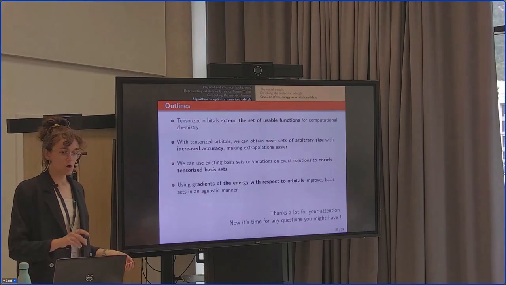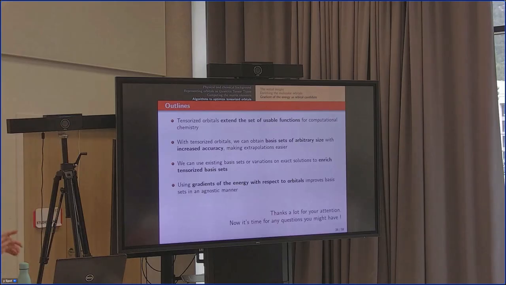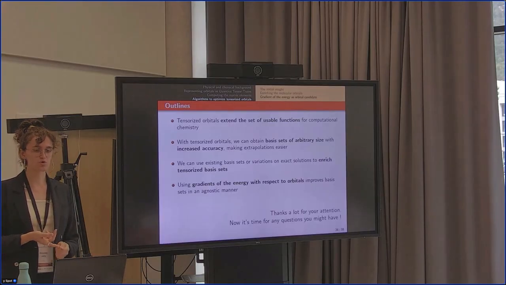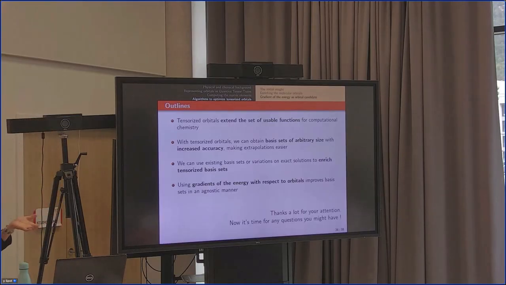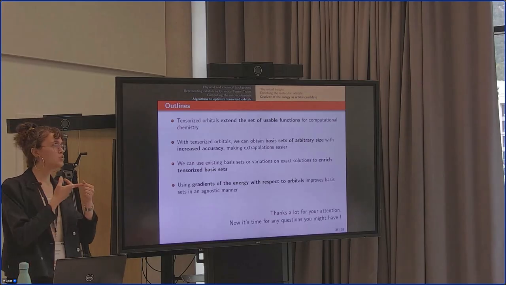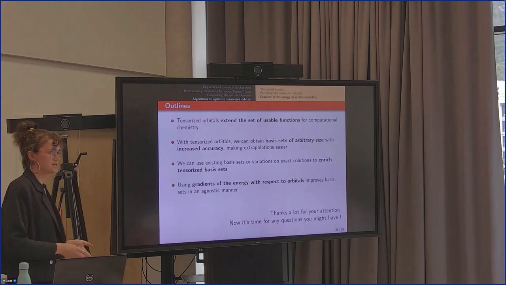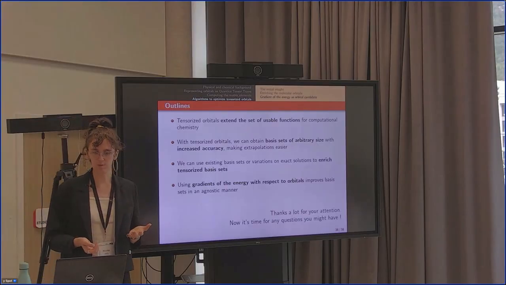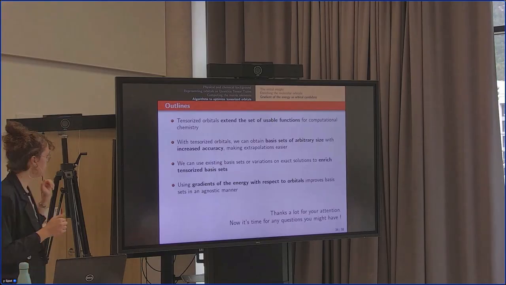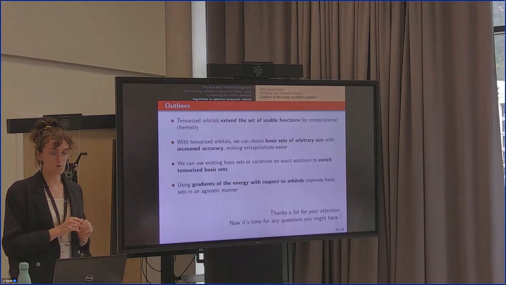Okay, I'm done. These tensorized orbitals show a way to extend the set of usable functions for computational chemistry way beyond the Gaussians. With the tensorized orbitals, we can obtain basis sets of arbitrary size. We can increase the accuracy and make the extrapolations easier. We can use existing information like known basis sets or exact solutions to enrich basis sets using the enrichment scheme that I developed earlier. And finally, using gradients, we can improve a basis set in a self-sufficient, agnostic manner, really to improve a basis set with no external information.